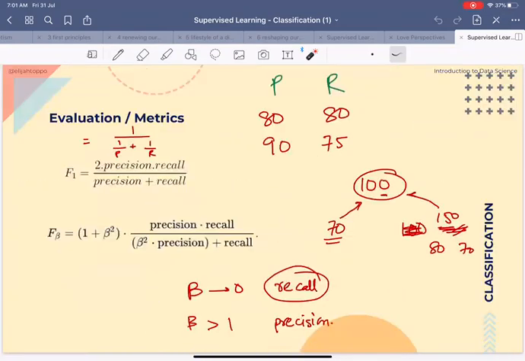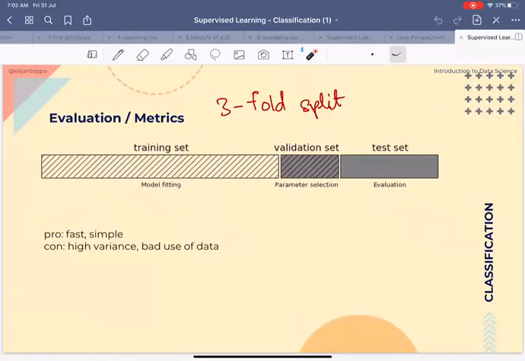We also talked about F1 score and F beta score, which are combined scores of precision and recall, so that we can get a single number. We see that F1 score gives equal consideration to precision and recall, whereas with F beta, depending on what beta we choose, we can control which parameter we want to give more importance to, either precision or recall. We also talked about the threefold split, which is how we take our entire data and use it to train our model, validate our model, and test our model. Okay.